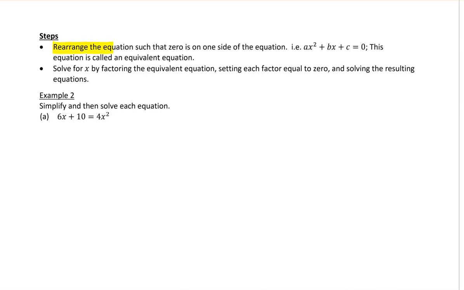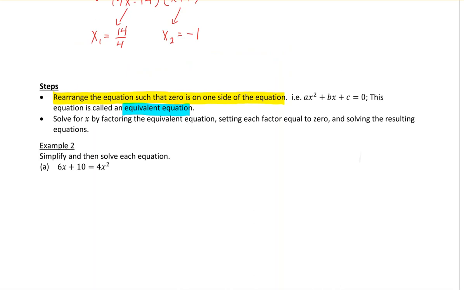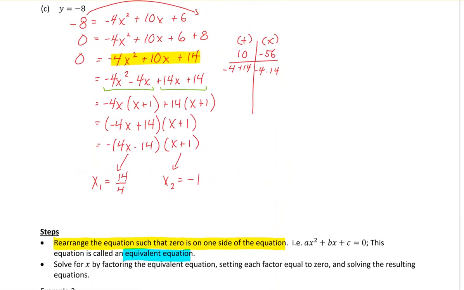First, you're going to rearrange the equation such that 0 is on one side of the equation. So you plug in that value of y, for example negative 8, and then you rearrange the equation so 0 is on one side and all of your constants and variables are on the other. The equation that results from that is an equivalent equation. So if we go back up and look at this, our equivalent equation is right here: negative 4x squared plus 10x plus 14. That is an equivalent equation to the equation that was given to us in the question, which is negative 4x squared plus 10x plus 6.